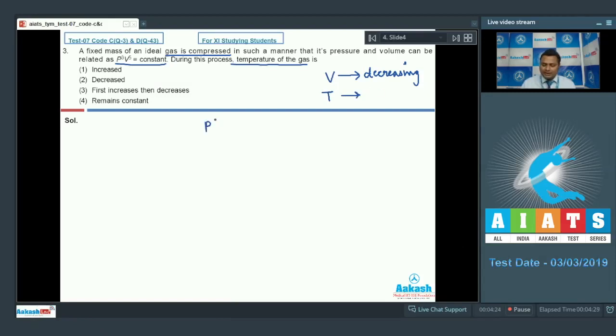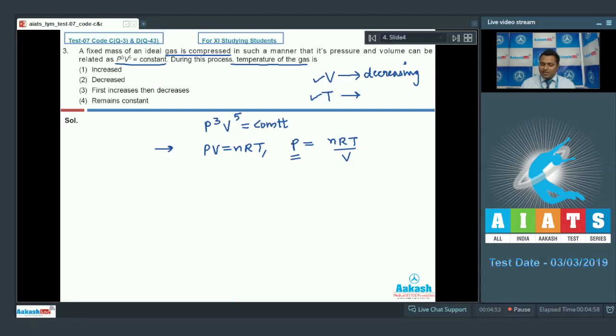An expression is given between volume and pressure, P^3 V^5 equals constant. We have to relate volume with temperature. It means we require the relation between volume and temperature. So let us start. From the ideal gas equation, we know that PV equals nRT. Therefore, we can write P equals nRT divided by V.